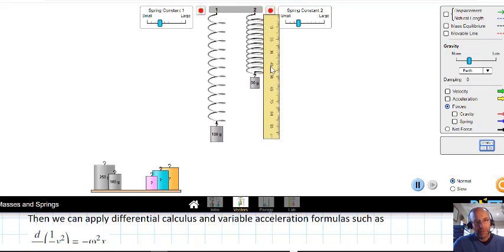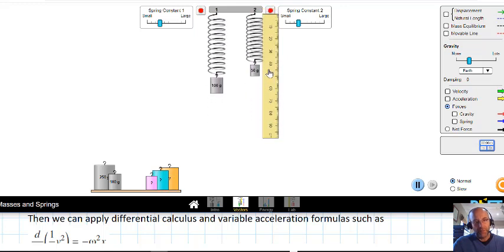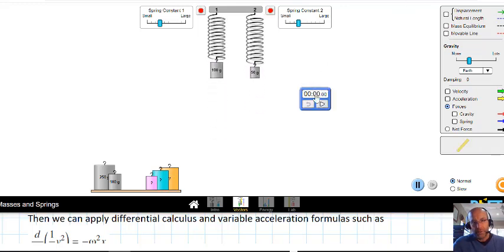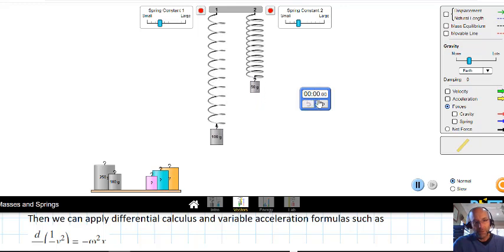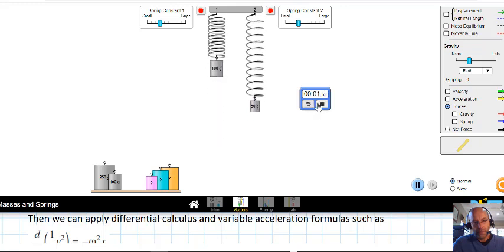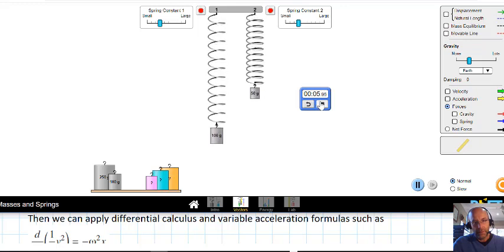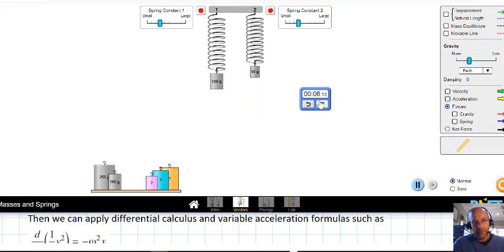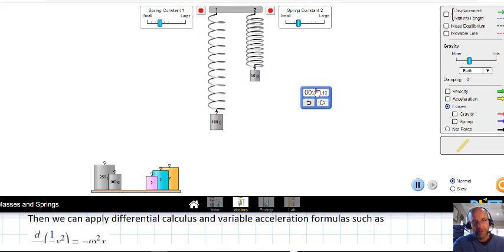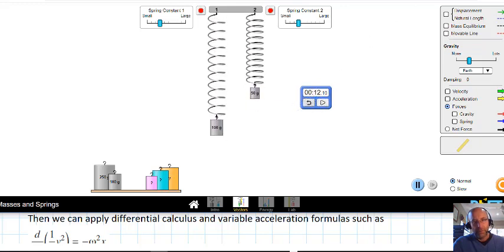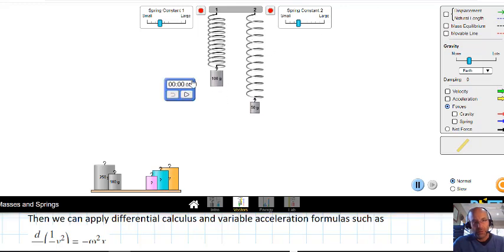Yeah, it seems to be around about half. So that's interesting. In 10 seconds, how many oscillations will we see for the 50 gram one? Ready, steady, go. 1, 2, 3, 4, 5, 6, 7, 8, 9, 10, 11, 12, 13, 14, 15, 16, 17. About 17. So for the other one, we'll probably see quite a lot less. We'll try that.